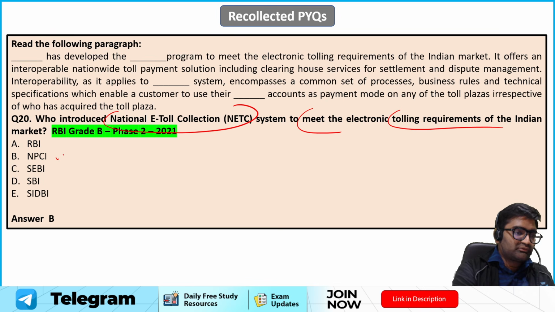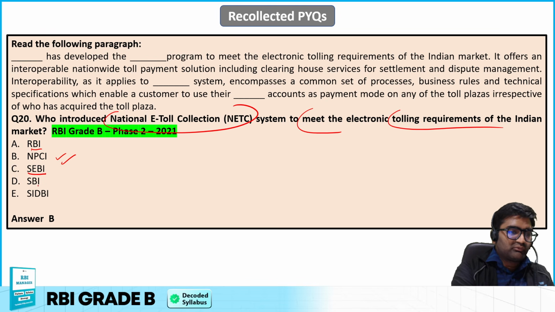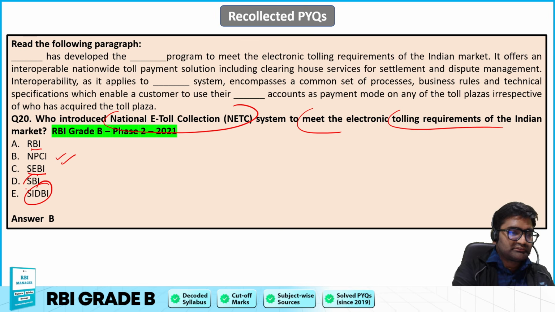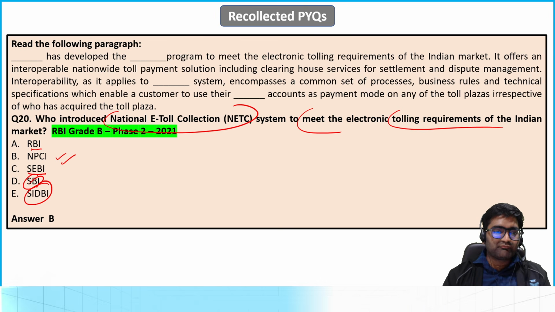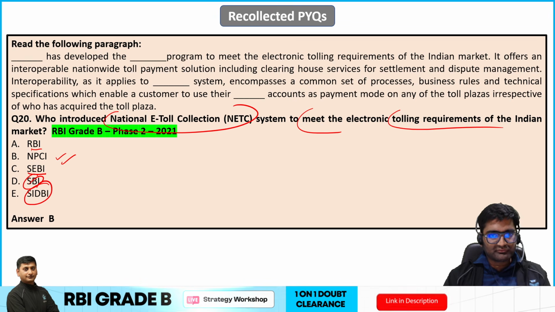Yes, NPCI is absolutely the right answer. Not RBI, SEBI or regulators. SIDBI is the All India Financial Institution. SBI is actually a bank. Obviously, we know. So NPCI has come up with this particular system. So B is the right answer.